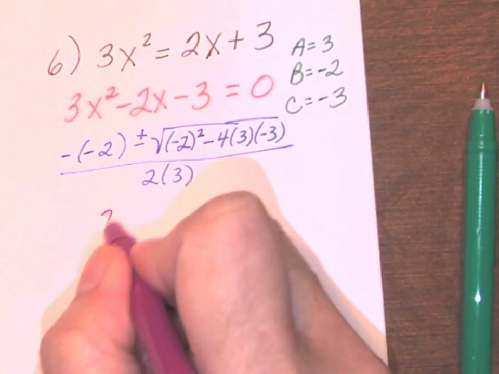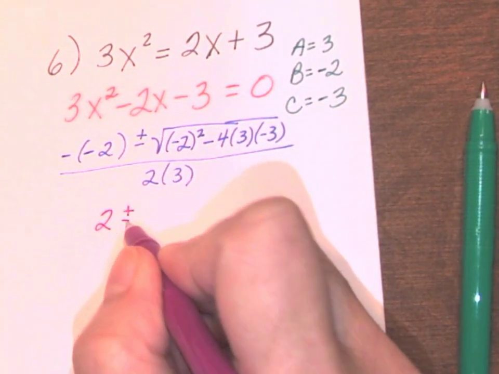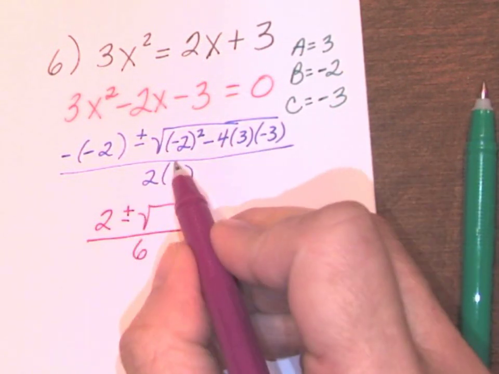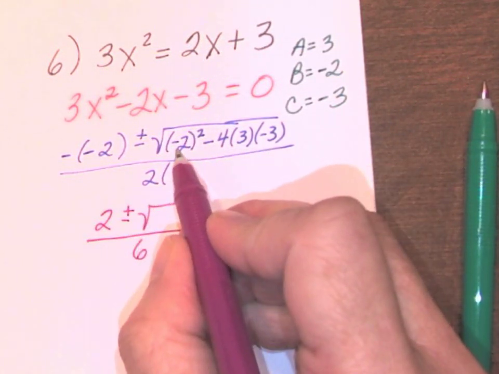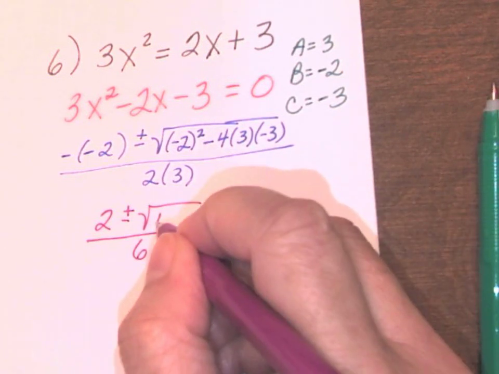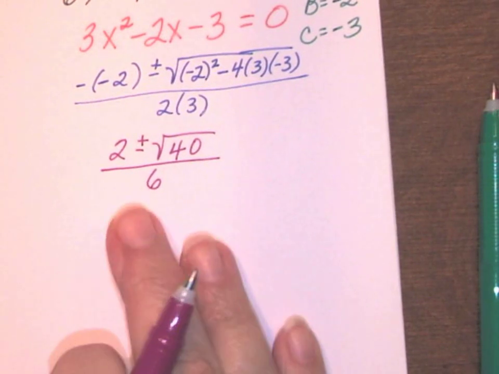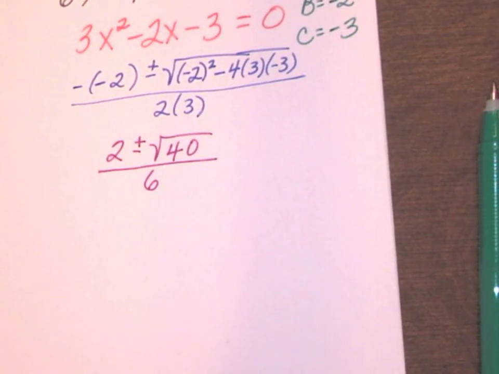Negative, negative is positive. We've already discussed that. Plus or minus, 2 times 3 is 6. Square root of, that is 4 plus 36. That's 40. All right, this is going to be one of the trickier ones to simplify. If you got at least this far, I would probably do a little happy dance and I would be satisfied.